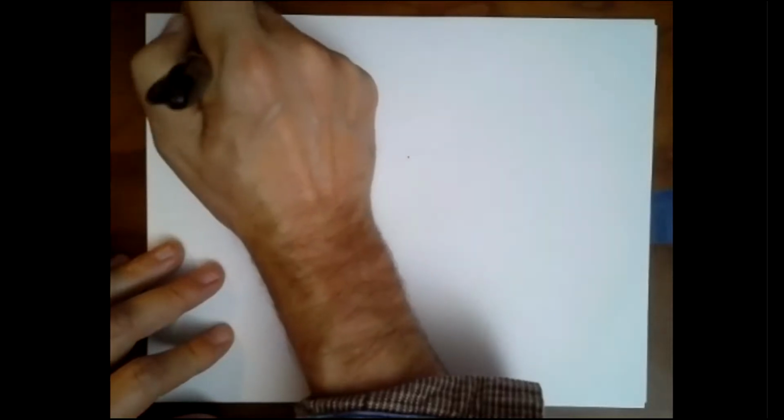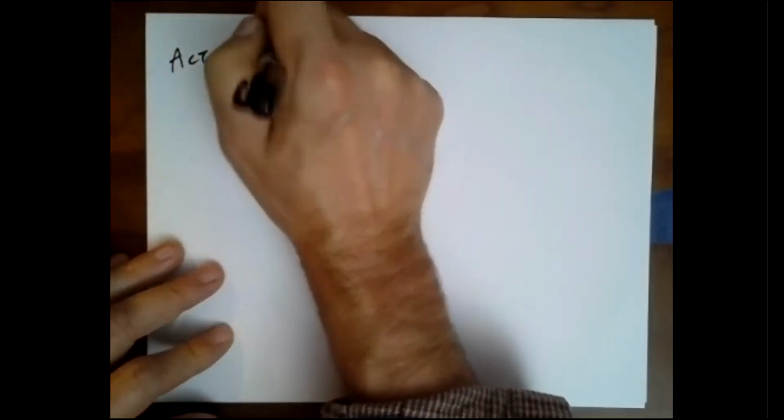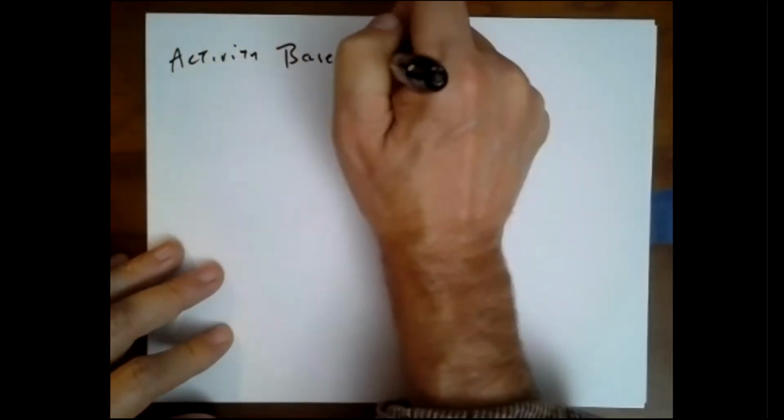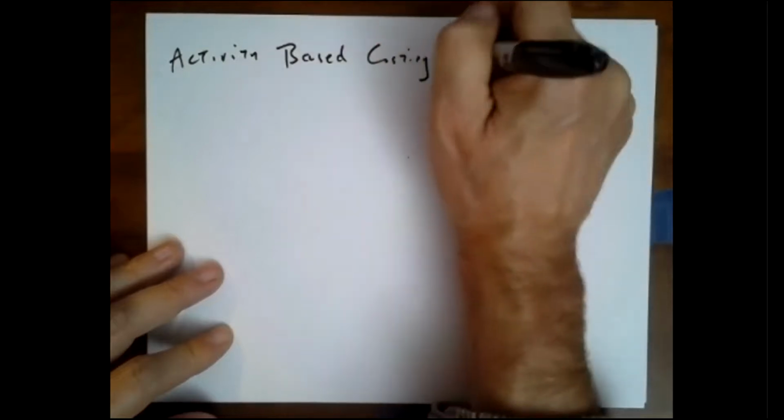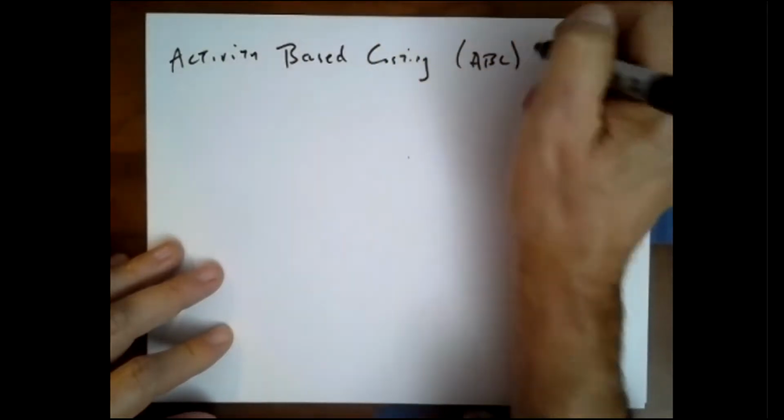Now we're going to move on to a little more complicated of a story. This is called activity-based costing, or ABC.